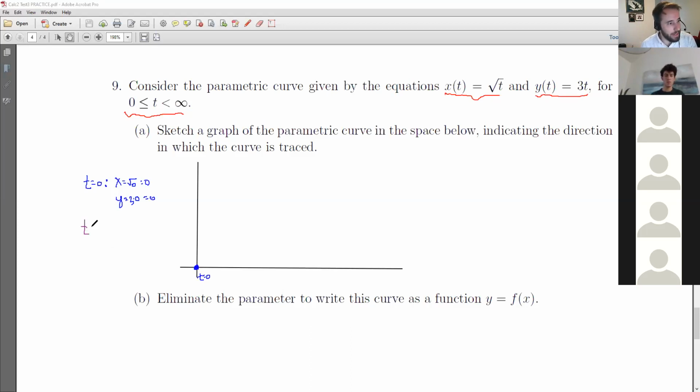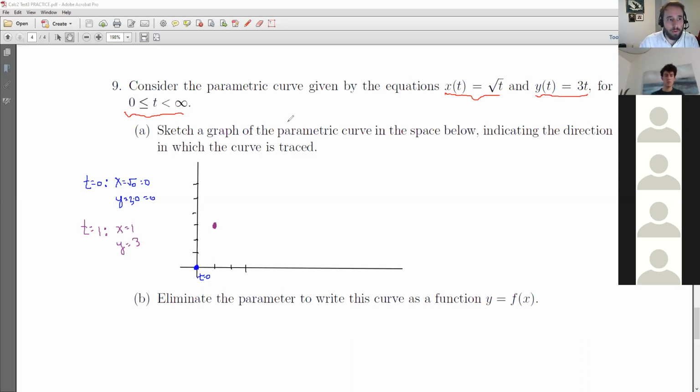At t equals 1, I'm just plotting a few points. They don't have to be integers. I could plot t equals 1/2. I could plot t equals pi. I like integers because they're nice and easy to plug in. So at t equals 1, we get x equals the square root of 1, and y equals 3 times 1, so y equals 3. That means that after one moment in time, at time 1, we are at the point 1, 3. So we're all the way up here.